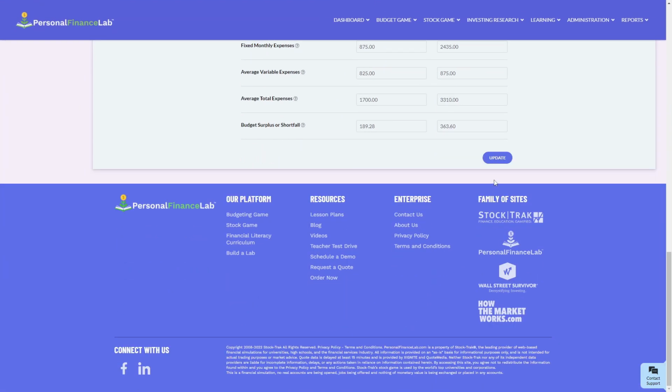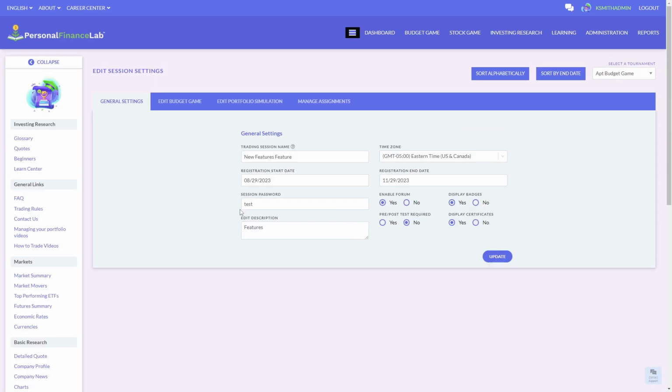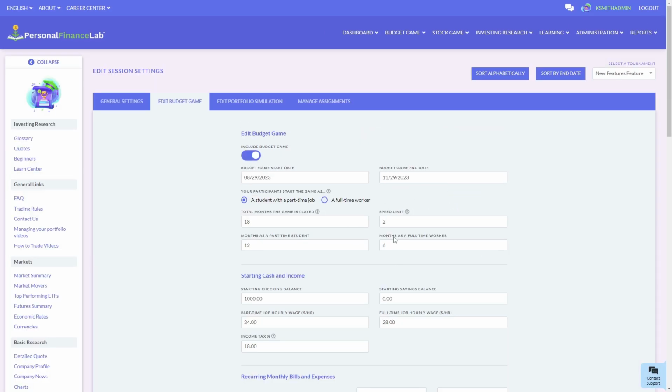Now when I save this, basically what I did is I locked the student who's farther ahead from progressing any farther. They can only go up to 2 months, and as of right now it's August 31st. I'm still in the first week of my game, and so students would only be able to complete 2 months.